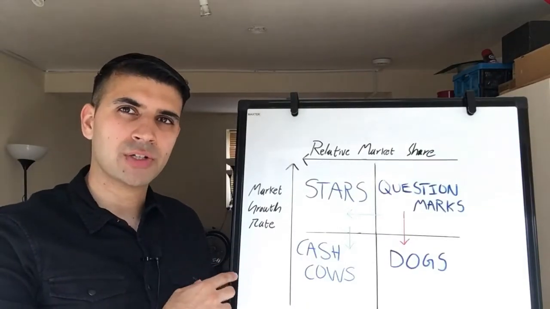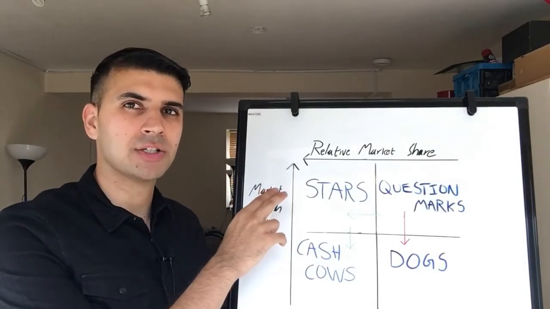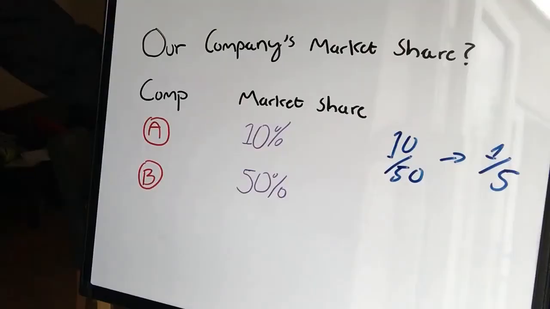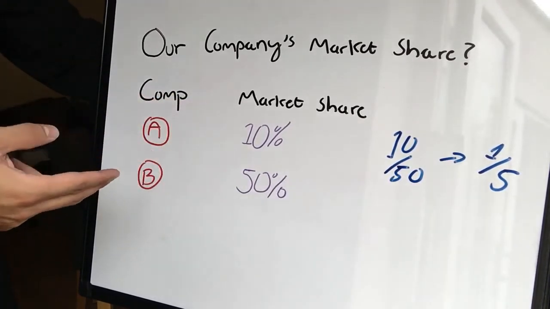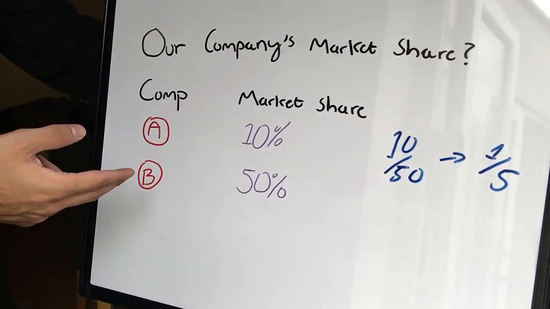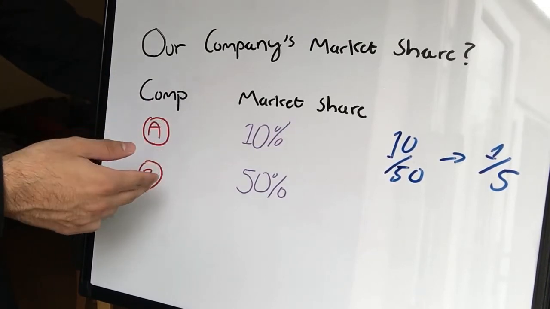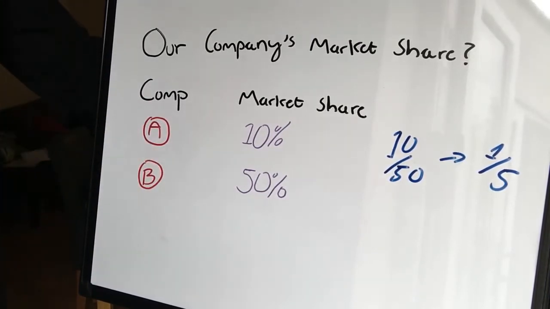We have market growth rate on the vertical plane and the relative market share on the horizontal plane. The relative market share is not the absolute market share, it is the market share in comparison to our largest competition. An example, let's say we are company A and we have 10% of the market share. Company B is our largest competitor and they have 50% of the market share. Our relative market share will be 10 over 50, which in this instance is quite a low market share.